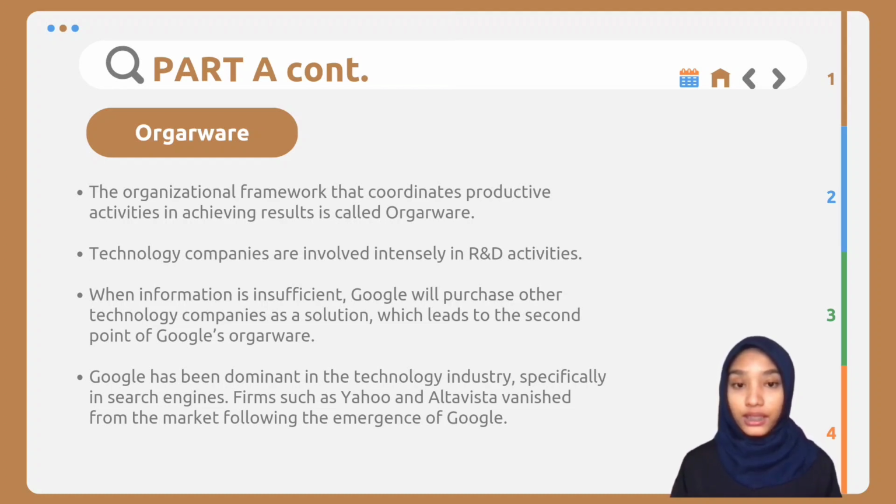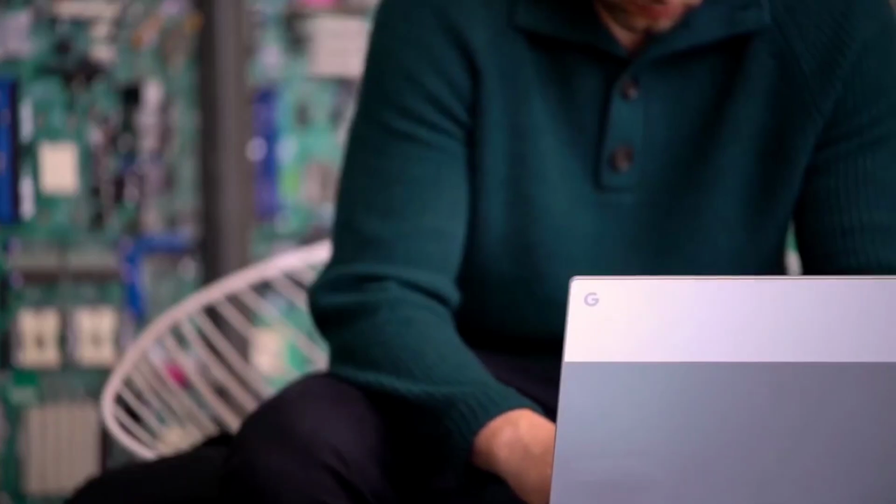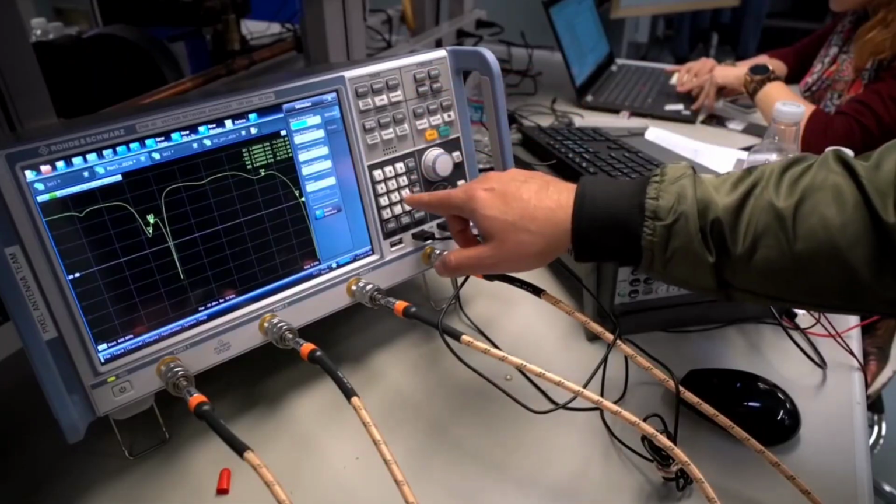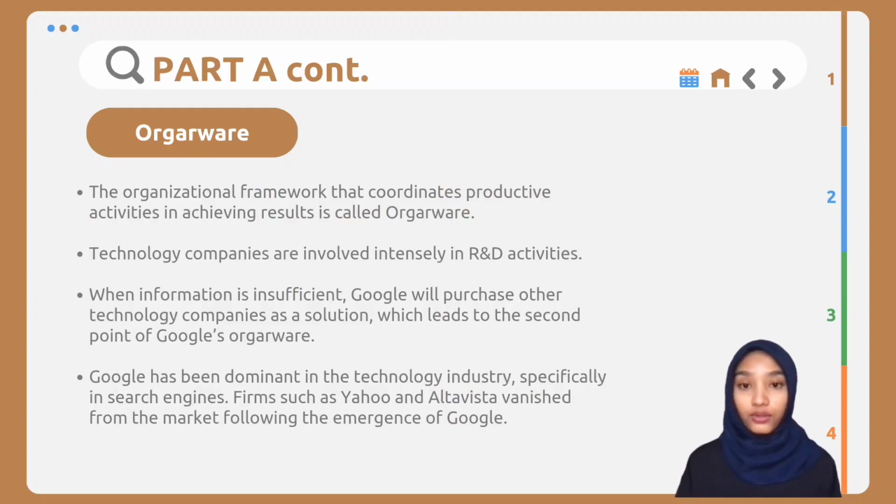When information is insufficient, Google will purchase other technology components as a solution, which leads to the second point of Google's orgaware. Google has been dominant in the technology industry, specifically in the search engine field. Firms such as Yahoo and AltaVista vanished from the market following the emergence of Google.